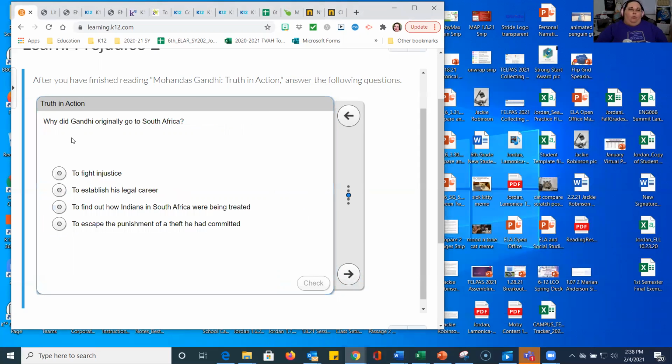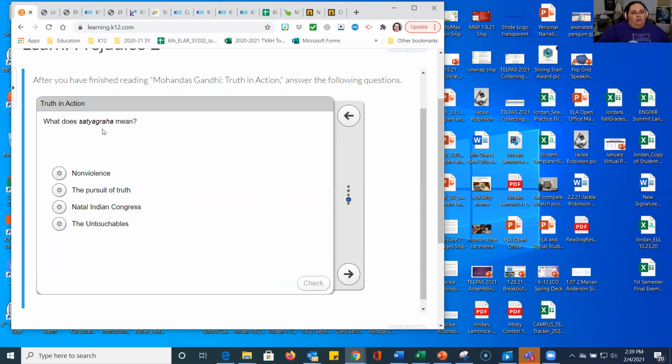All right, the next question. Why did Gandhi originally go to South Africa? A, to fight injustice. B, to establish his legal career. C, to find out how Indians in South Africa were being treated. Or D, to escape the punishment of a theft he had committed. Put your answer, check it, copy and paste into your review document, and then you're ready to move on.